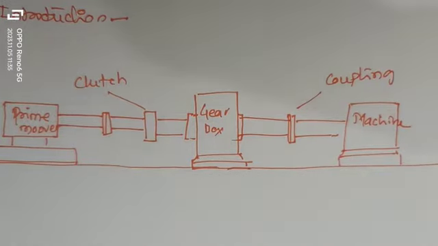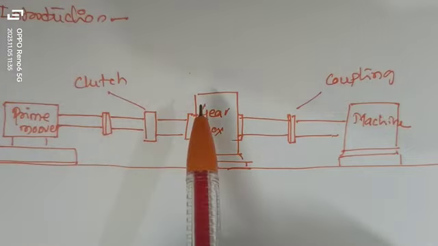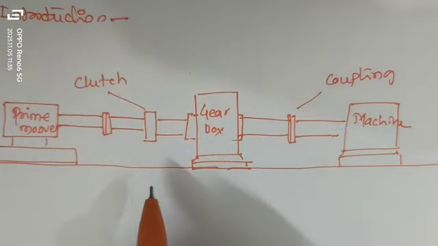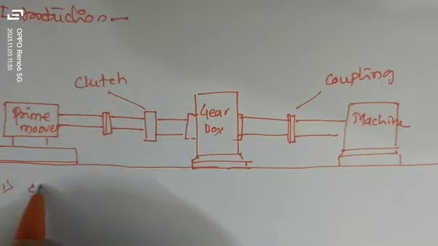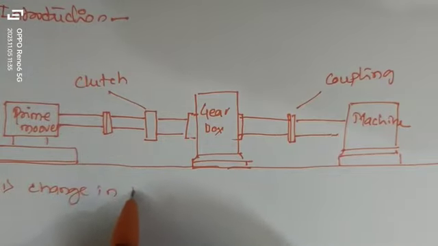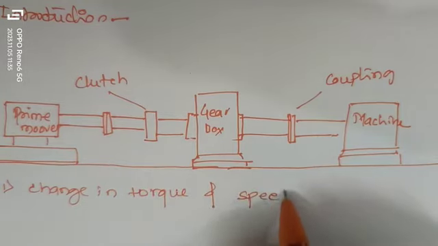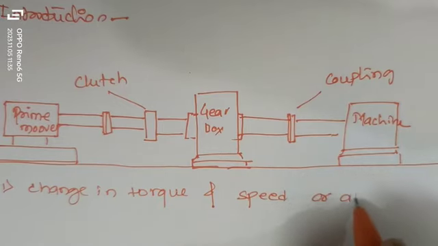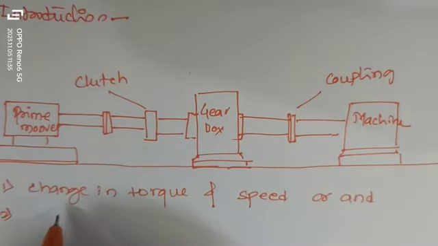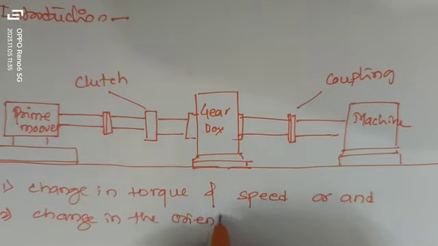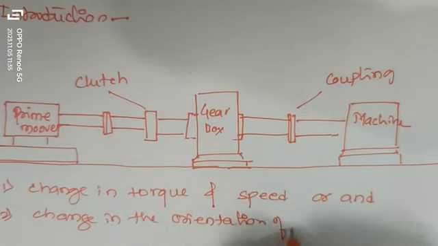So a gearbox is a mechanical device used for transmitting power from the prime mover to the machine with a change in the torque and speed, or also a change in the orientation of drive.